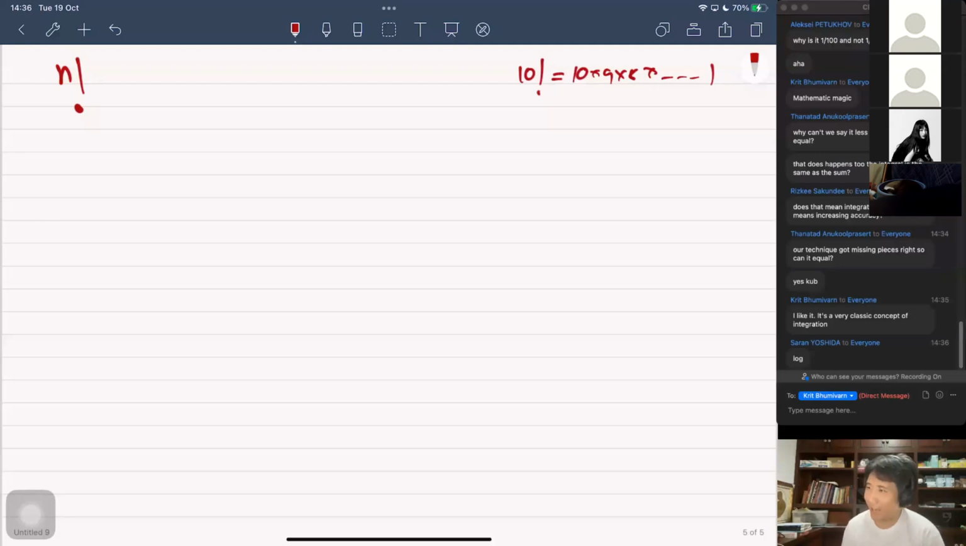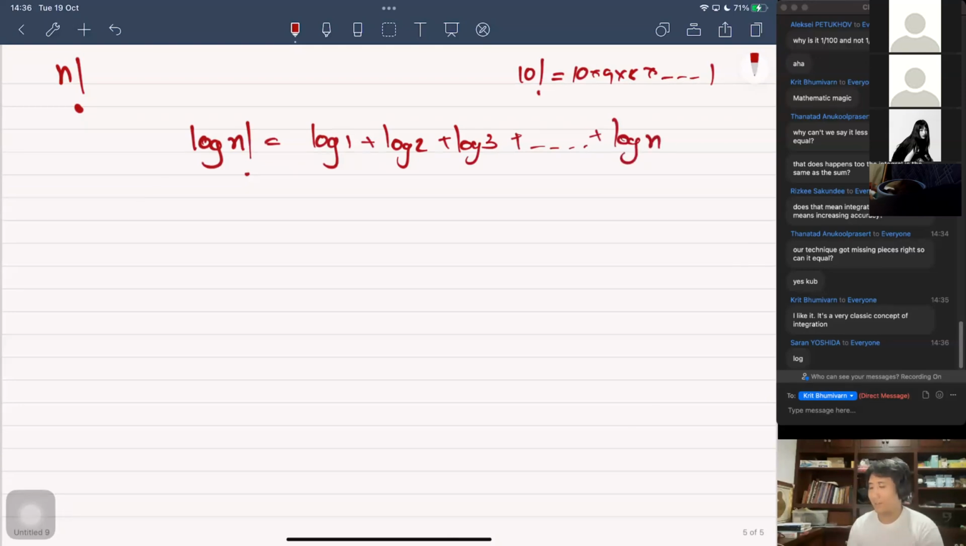Very good. We have something called the logarithm, right? So if we can bound log of n factorial, which is, let's start with log of 1 plus log of 2 plus log of 3 plus dot dot dot plus log of n. So you can turn n factorial into a sum, and if I show you that this is a sum, it means you can use the integral bound to do this one as well.